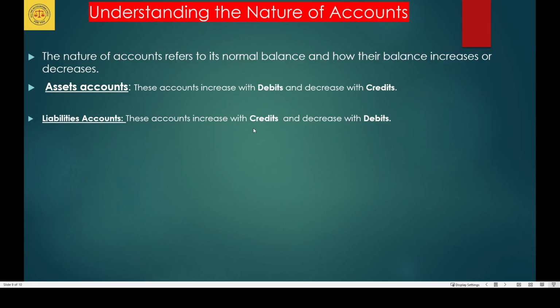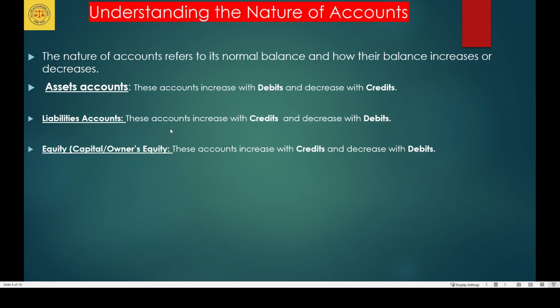It is very common for people to believe that debits are positive and credits negative. It happens, and we can understand it that way, but it's not necessary, okay? But anyway, equity and earnings. These accounts increase with credits and decrease with debits. The same principle applies as for liabilities accounts.